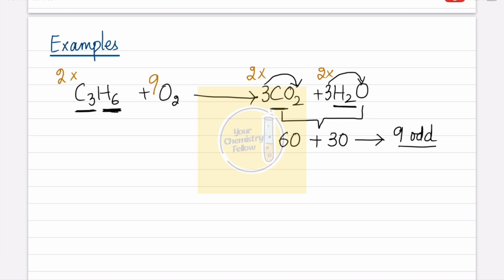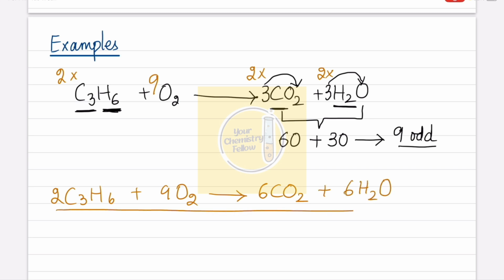I will rewrite the equation. 2 volumes of propene react with 9 volumes of oxygen to make 6 volumes of carbon dioxide with 6 volumes of water vapors. So this is the balanced equation for the complete combustion of propene.